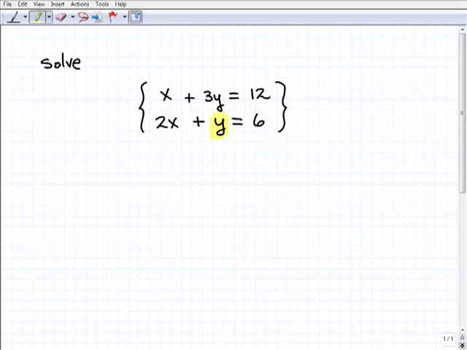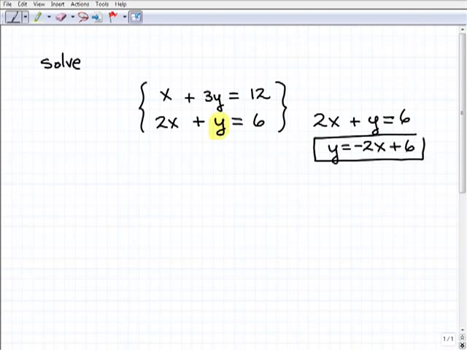I'm going to choose that y in that second equation, and I'm going to solve for it. So over here, I'm going to go 2x plus y equals 6, and when I solve for it, I get y equals negative 2x plus 6, okay? So hopefully you understand what I did there. I simply subtracted 2x from both sides of the equation, and I'm going to put a little box around it because we're going to return to this equation right here.